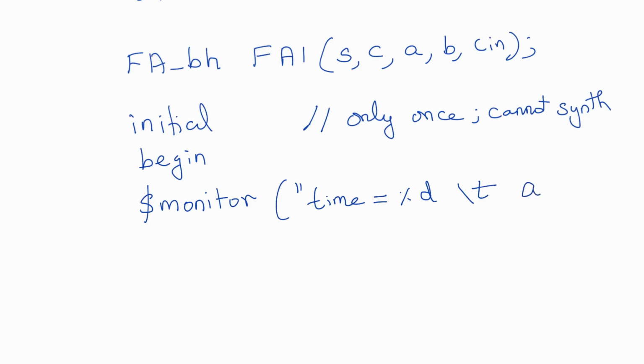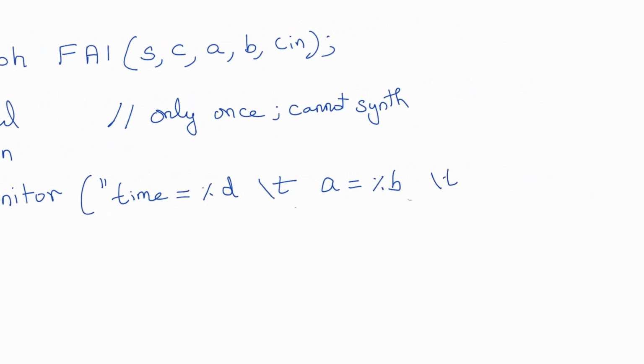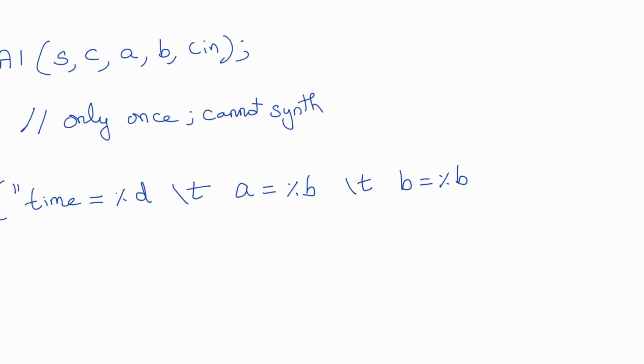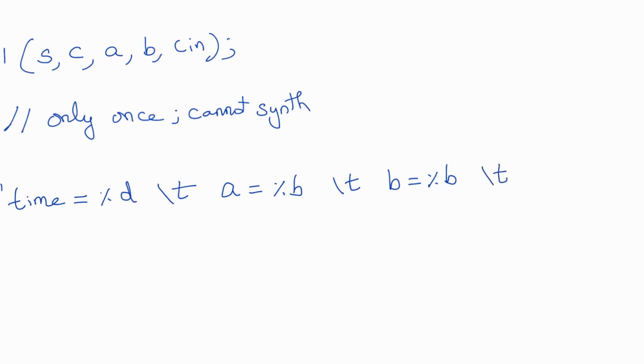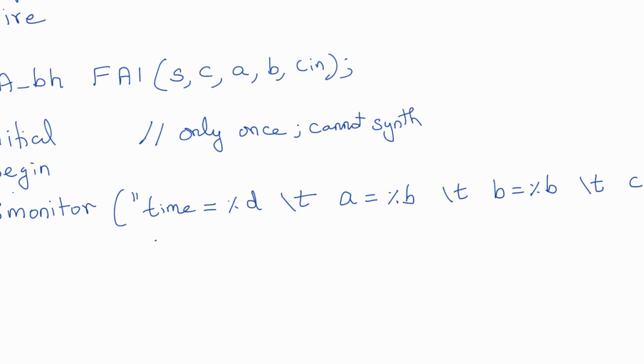And the next value we want to watch is A is equal to %b. So time we want to watch in decimal, and A we want to watch in binary, right? And continue to write in the same line, \t, b is equal to %b, and then \t, cn is equal to %b, and after the inputs we'll continue to watch our outputs.